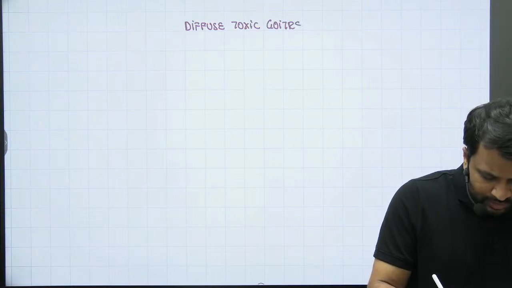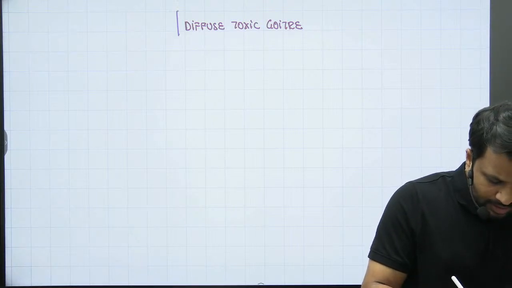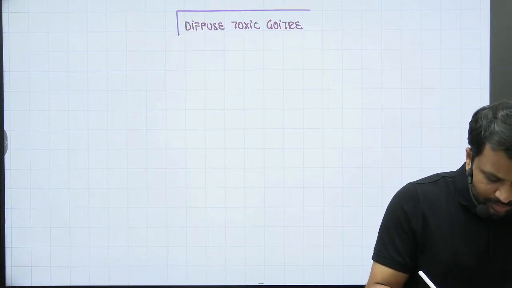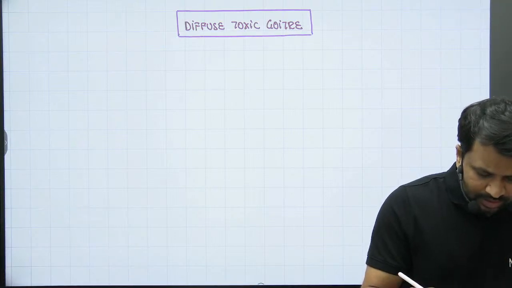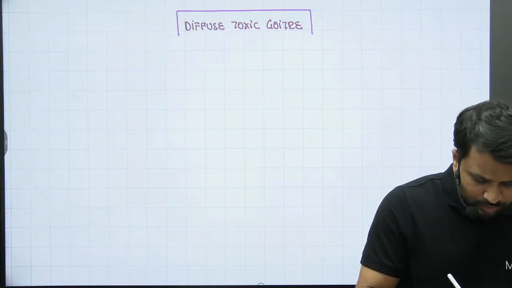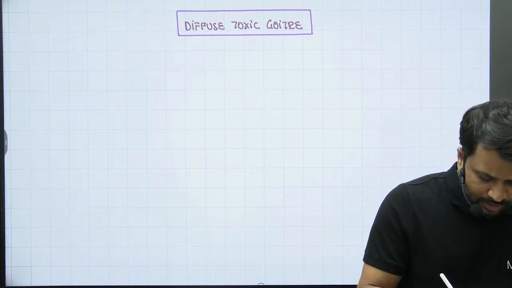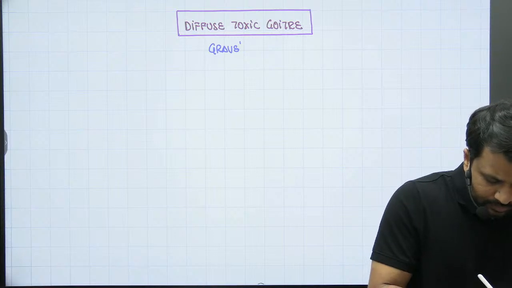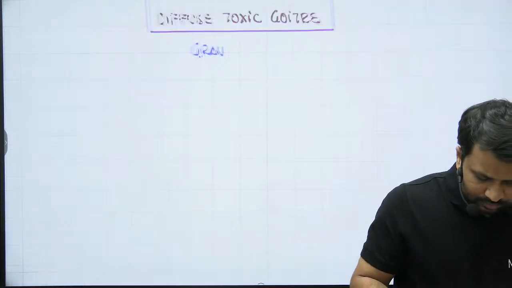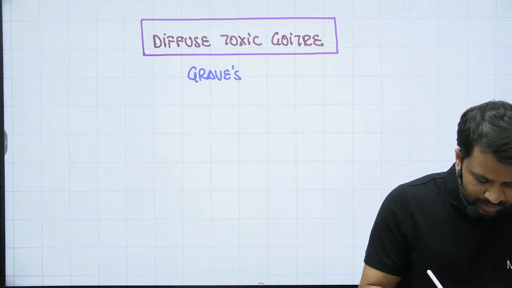So you have a generalized enlargement in a diffuse form, and it will have the features of hyperthyroidism. So it is called a diffuse toxic goiter. The best example to explain the entire scenario is Graves' disease.